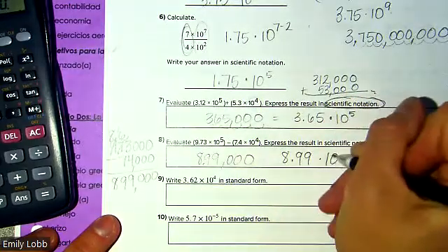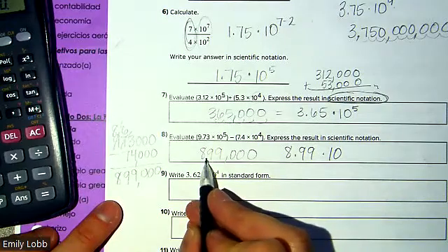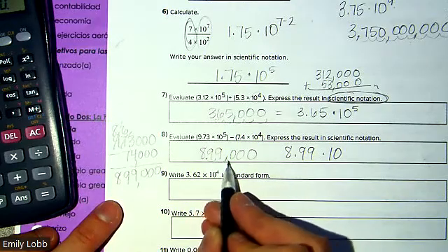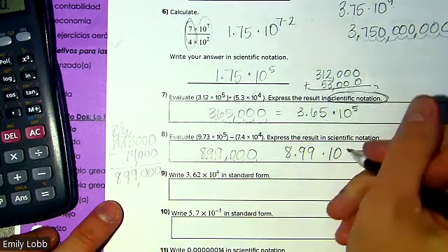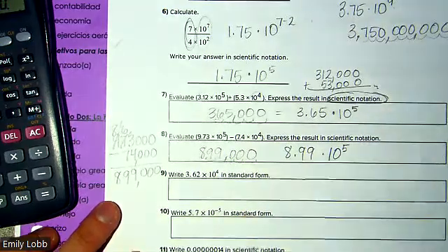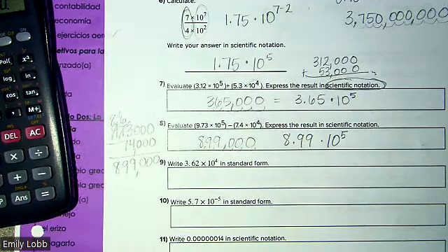8.99 times 10, so we gotta count how many we would need to move it to change it back to that. 1, 2, 3, 4, 5. Fair? I would say it's easier to change to standard and then back to scientific.